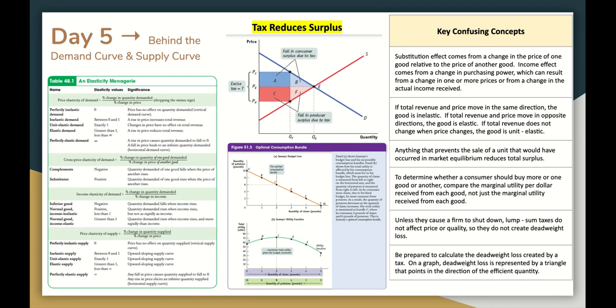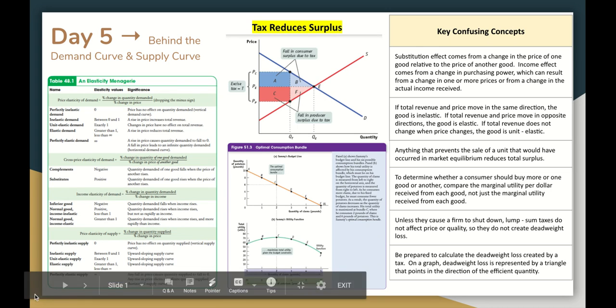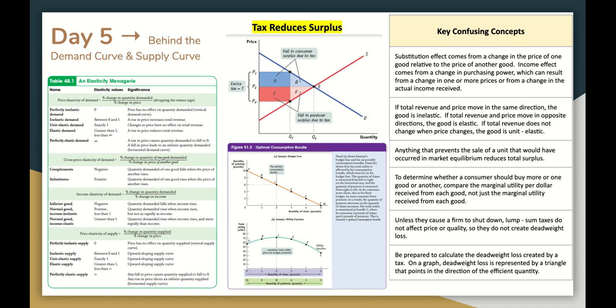And then you can apply, if you want to look at the values in terms of the elasticity of demand, anything that's 0 is perfectly inelastic. Anything between 0 and 1 is relatively inelastic. Exactly 1 is unit elastic, and greater than 1 is elastic. Price elasticity of supply follows the same rules as price elasticity of demand. It just takes a look at that different perspective.